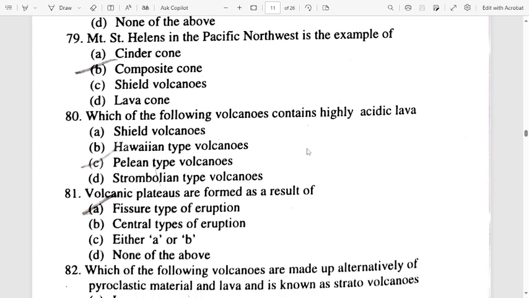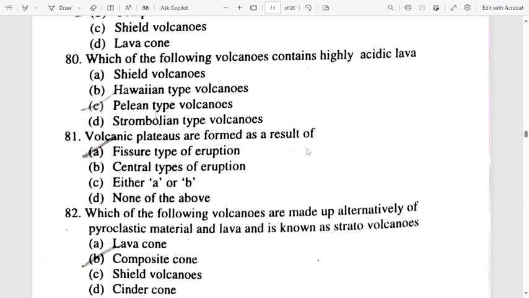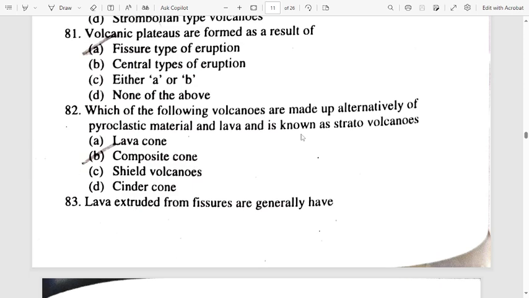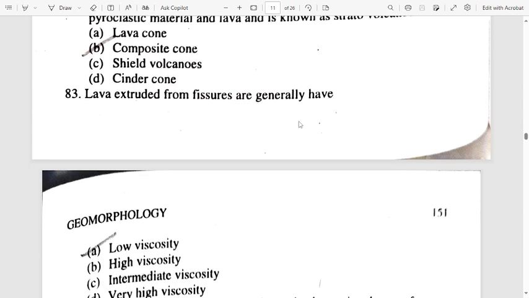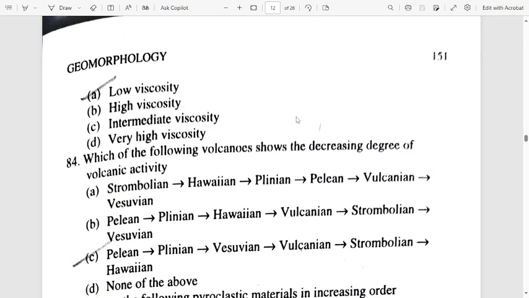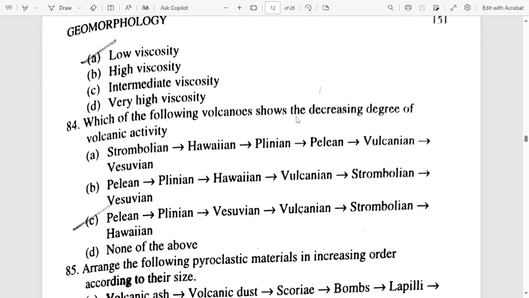Which of the following volcanoes contain highly acidic lava? Pelean type volcanoes. Volcanic plateaus are formed as a result of fissure type of eruption. Which of the following volcanoes are made up alternatively of pyroclastic material and lava and is known as stratovolcanoes? Composite cone. Lava extruded from fissures generally has a low viscosity. Which of the following volcanoes show the decreasing degree of volcanic activity?